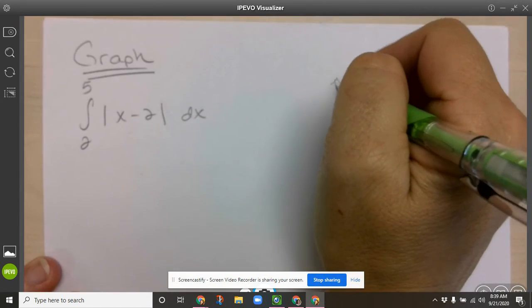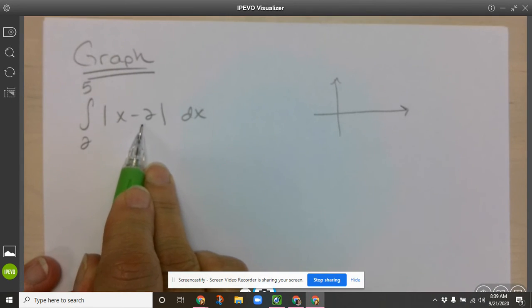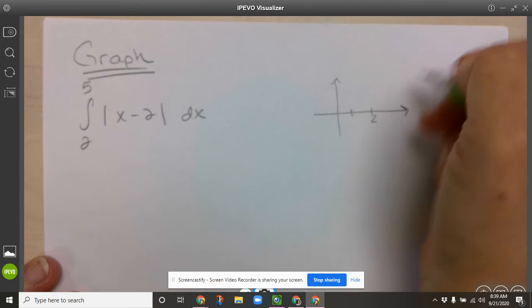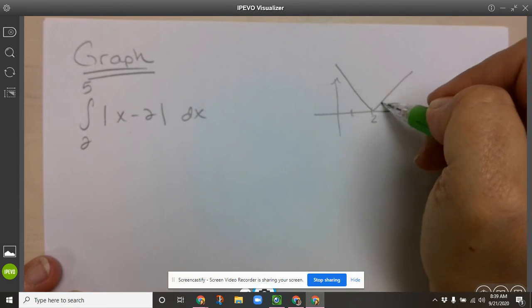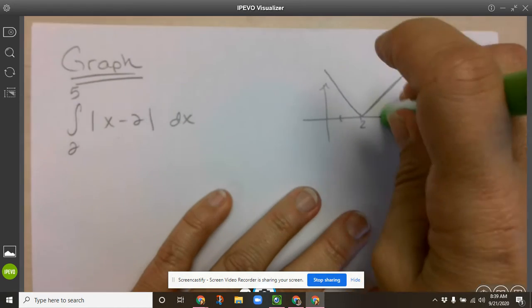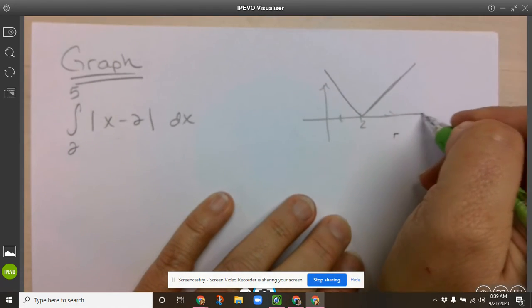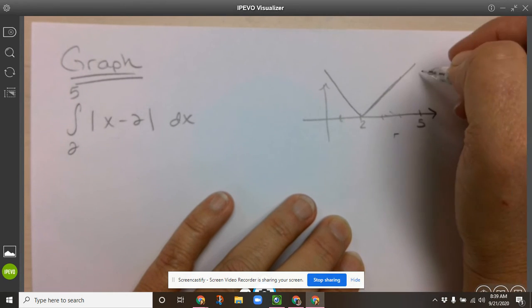However, if I just sketch a graph, this is the absolute value function. It's being shifted to the right 2 units. So we know my graph would look like this. I want to integrate from 2 to 5, which means I need the area from 2 to 5.